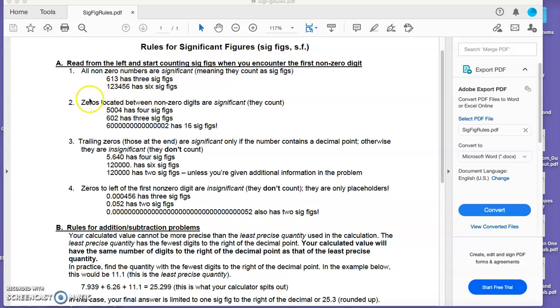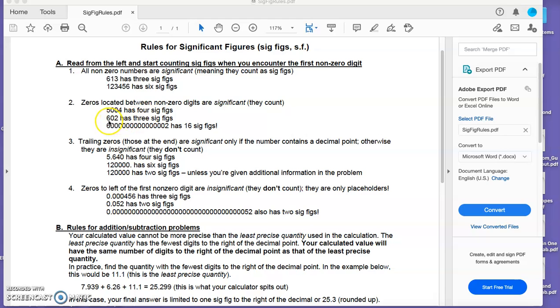So let's talk about number 2, and I call it the sandwich rule. It says zeros located between non-zero digits are significant. That means they count, if the zeros are sandwiched in between 2 non-zero numbers. So for example, 5,004, these zeros are significant because they're sandwiched in between the 5 and the 4. So that means the 5 and the 4 are significant, and also the 2 zeros, for a total of 4 sig figs.